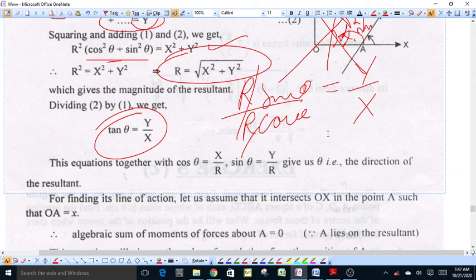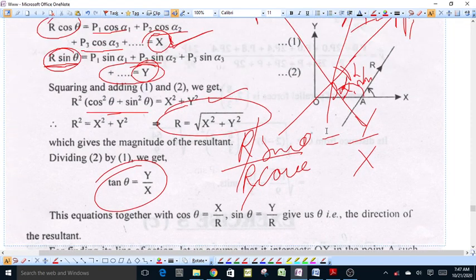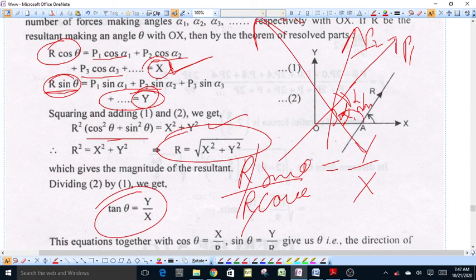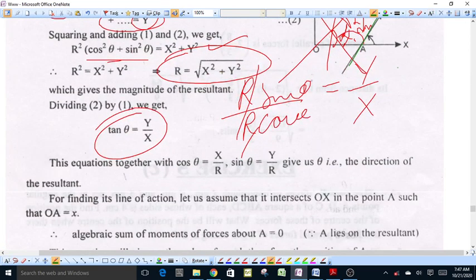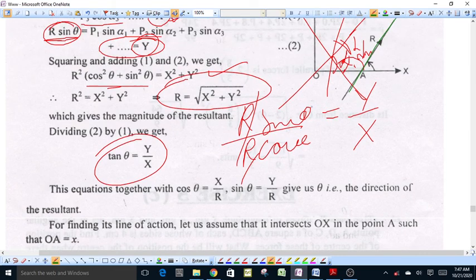To find the line of action of this resultant, let us assume that the line of action of this resultant intersects the x axis at point A, such that the distance of point A from the origin is x.